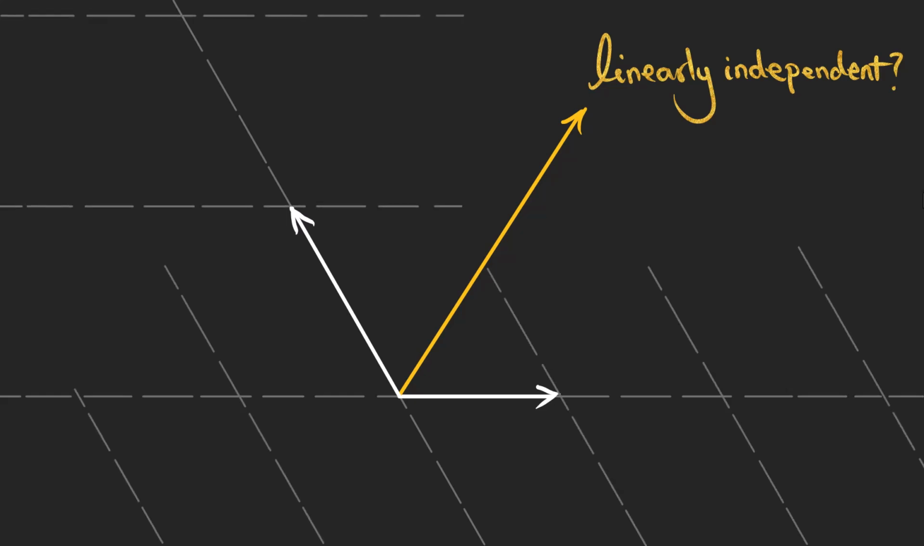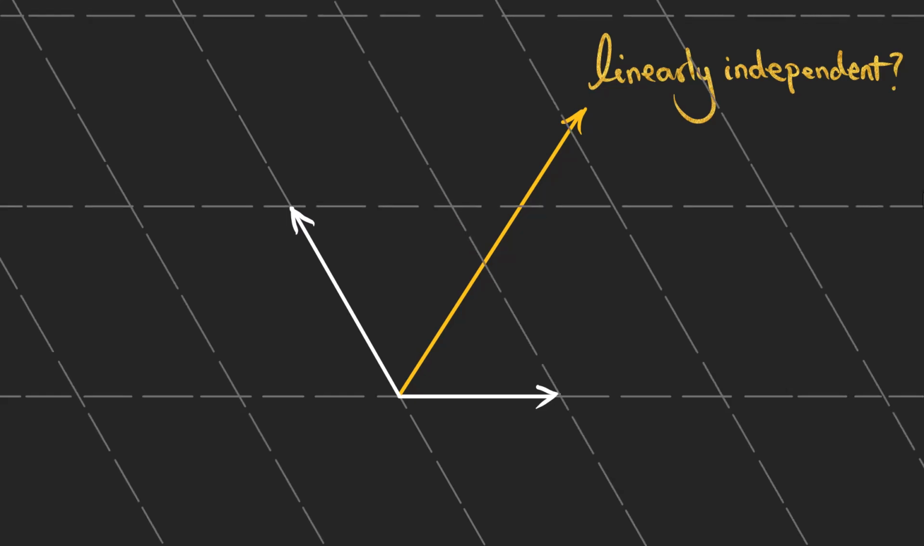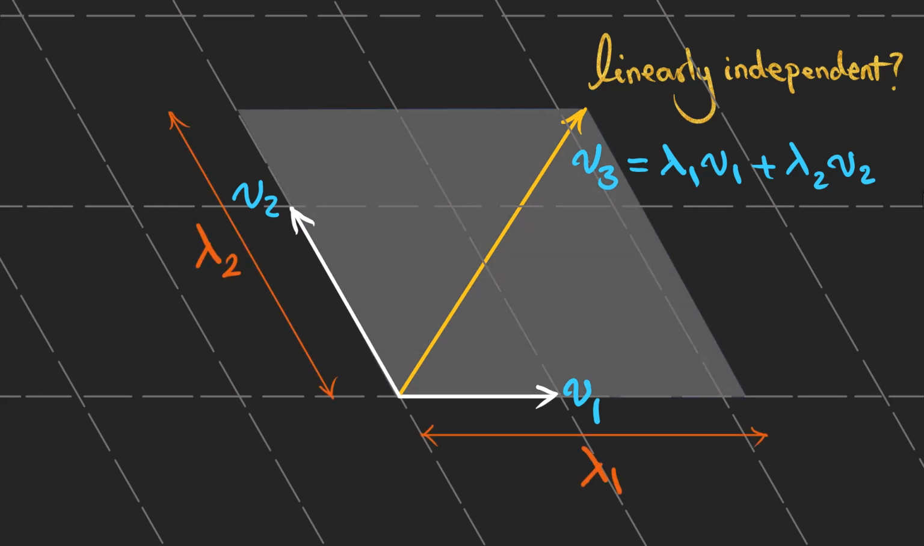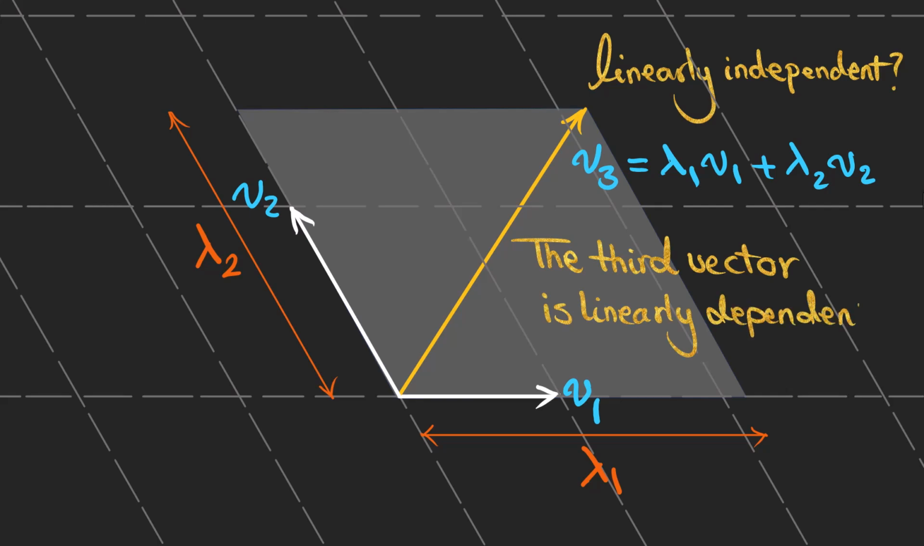In this case, you say, let's see, we already have two vectors and we can span the whole plane using these two white vectors. So if we call them v1 and v2, it is obvious that the third vector can be written as multiples of these two vectors. And lambda1 and lambda2 are the multiples that scale the two white vectors so they can give the third one. So the third vector is linearly dependent on the existing vectors.